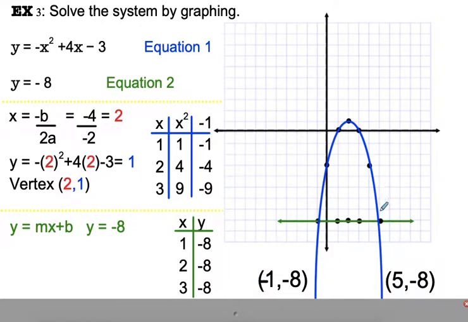And (5, -8). Now, what that means is if I put both of those back into both of these equations, those are the only 2 points of intersection. So if I put in a -1, I should get a -8. If I put in a 5, I should get a -8. And those are the only 2 values that give you that.